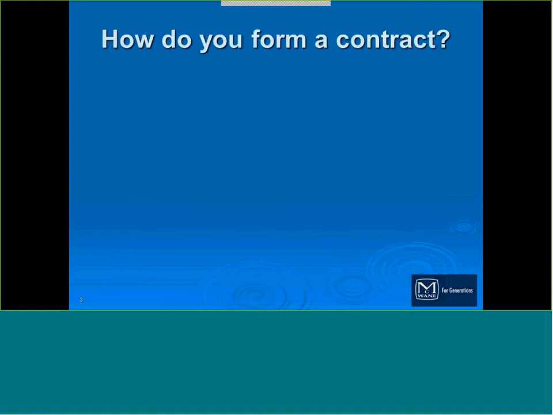So how do you form a contract? There have to be two things: an offer and acceptance, and consideration. And consideration does not mean being kind in this case. It means giving something for getting something. Each party has to give something to get something.